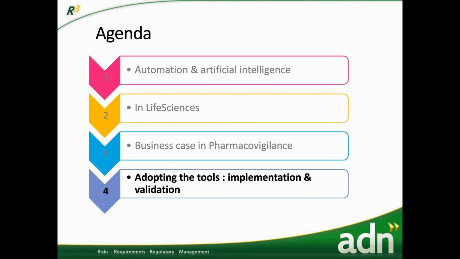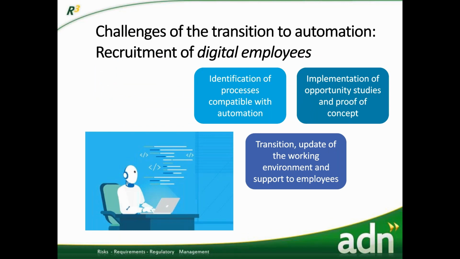Let's have a look at how to adopt those tools to implement and validate robotic process automation and cognitive automation. This transition is not spontaneous, and we have a lot of challenges arising for this transition, and what we can call the recruitment of the digital employees, the ones that will repeat those automated tasks.